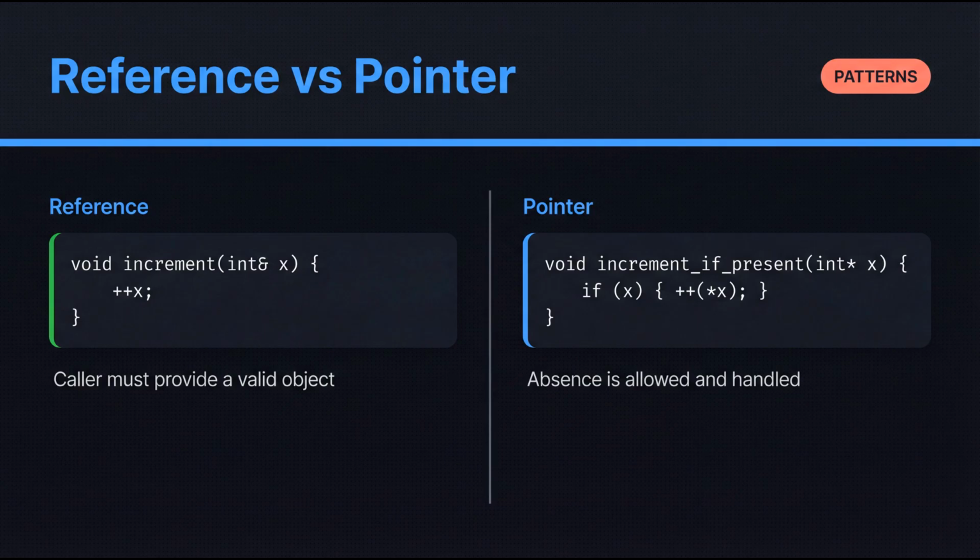The pointer version, void increment if present, taking int pointer x. First we check if x is not null. Only then do we dereference and increment. The pointer version handles absence explicitly. Use the reference version when the argument is required. Use the pointer version when the argument is optional. This isn't just a style preference, it's a contract. References say required. Pointers say maybe.